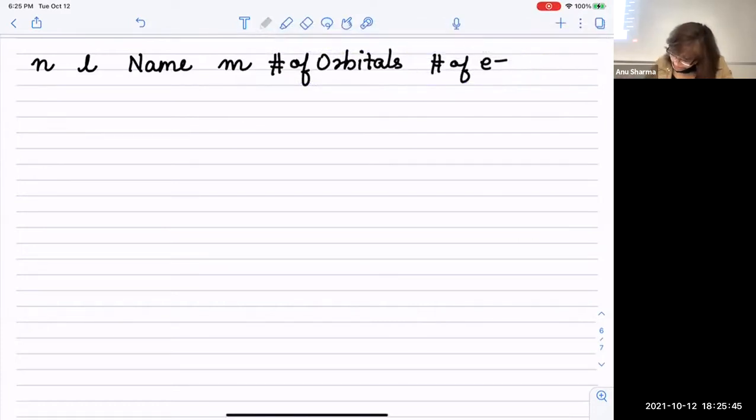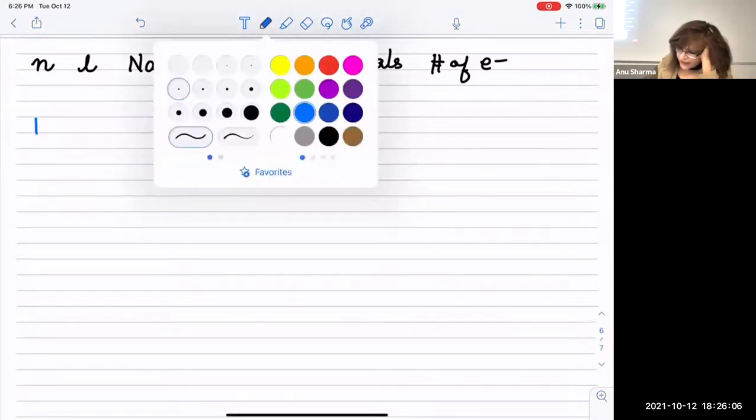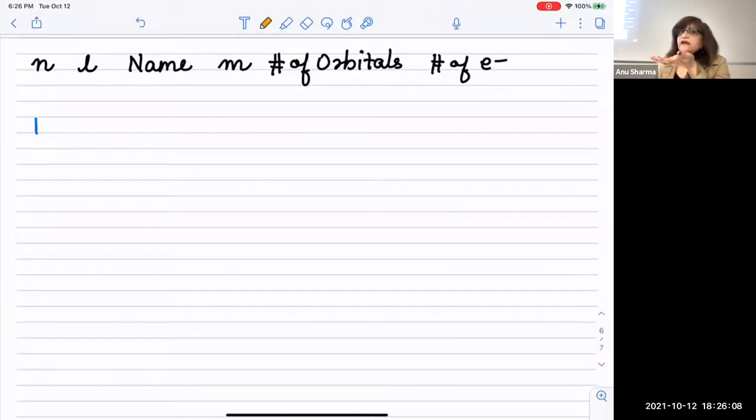All right, so let's do this. If the value of n is 1, that means we are looking at the first energy level. What would be the value of L, based on what we covered? Yeah, you're right. Here's another thing: the 0 does not mean nothing. 0 is just a numerical value. It still means something, okay? Whatever the value of n is, L is going to be n minus 1.